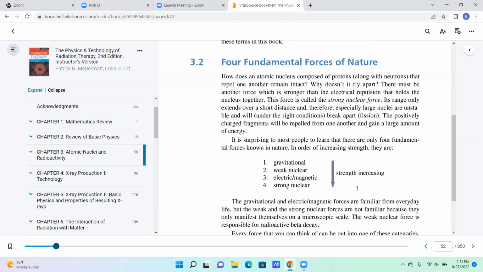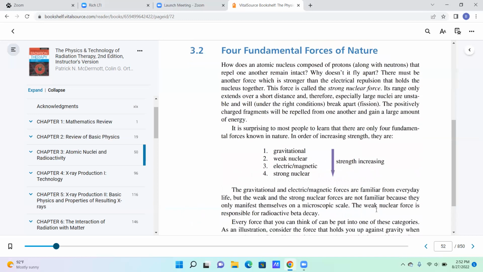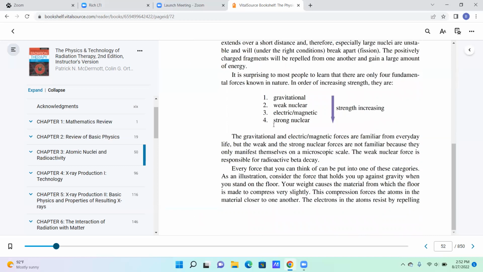All right, you've got four fundamental forces of nature. The gravitational being the weakest, then you've got the weak nuclear, then the electromagnetic, and then the strong nuclear. So you can see the strength gets stronger as you go from 1 to 4. Numbers 2 and 4 really manifest themselves in the nucleus, and 1 and 3 are what we see outside of the nucleus.